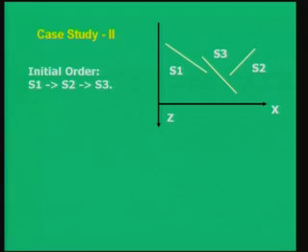Let us go to the second case, case study 2, where we have 3 surfaces and an initial order S1, S2, S3. Why? Because S1 has the maximum depth in terms of the surface limits, then S2 and then S3. So, that is the order. Let us pass to the first test, S1 and S2. There is absolutely no overlap.